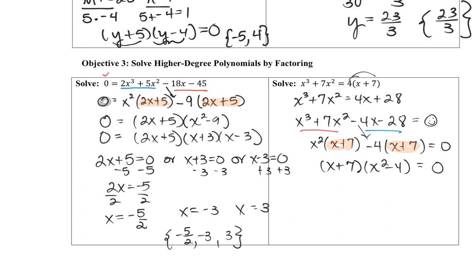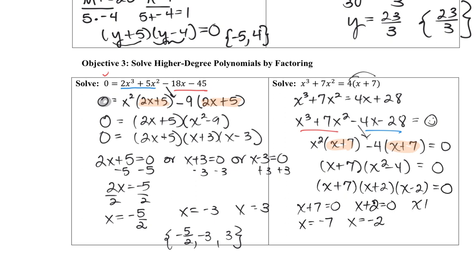Equals 0. Hopefully you notice I've got that pattern, that difference of squares. X squared minus 2 squared, right? X plus 2, x minus 2. So now either x plus 7 equals 0 and x equals negative 7. X plus 2 equals 0, x equals negative 2. X minus 2 equals 0, x equals 2. So there's my solution set on that one.